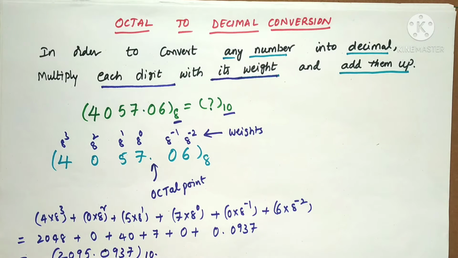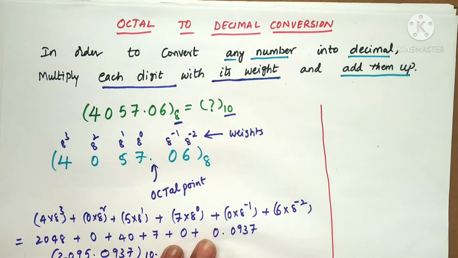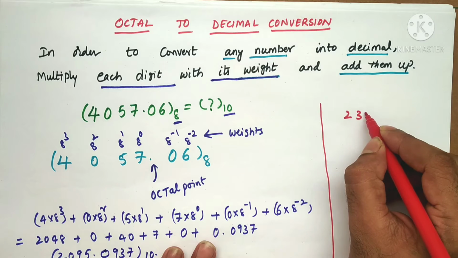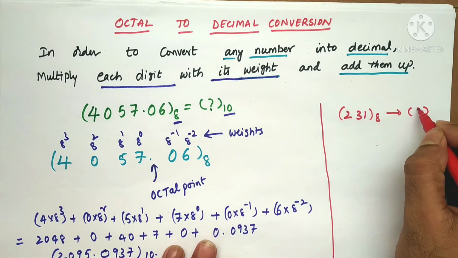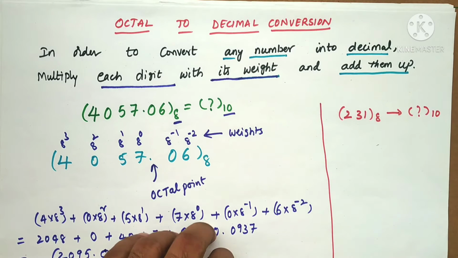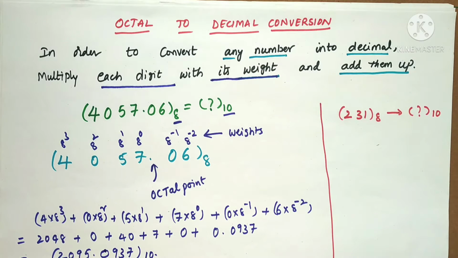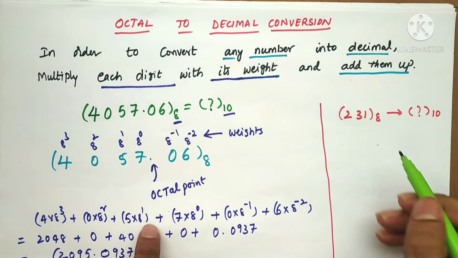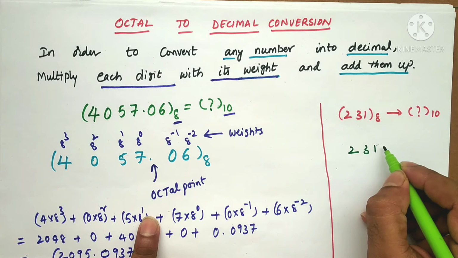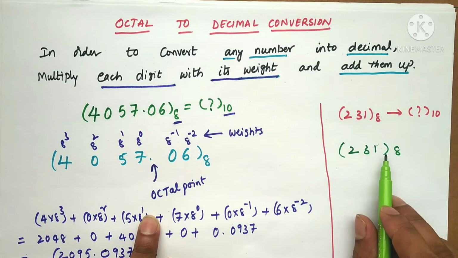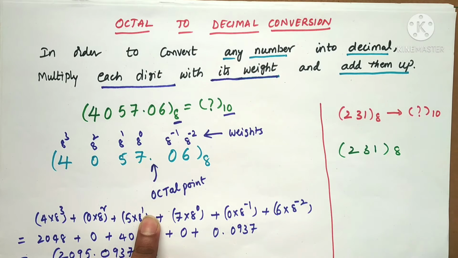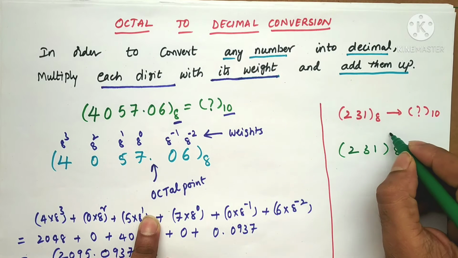Okay, let us take another number. 231 base 8. Right? So in decimal, what is the value? Here I didn't give any octal point, right? There is no fractional point here. So what you have to do? You have to write weights here now.